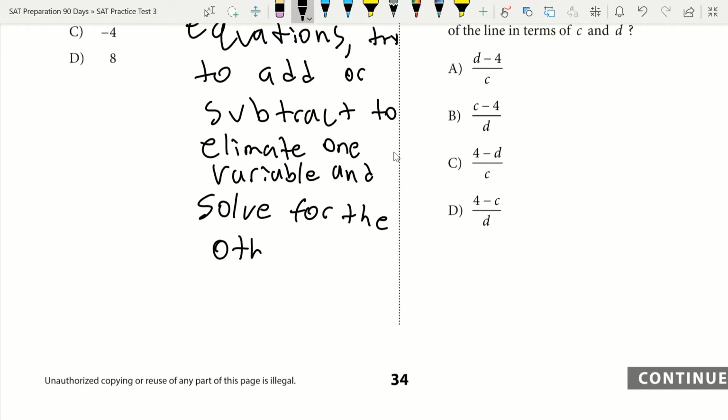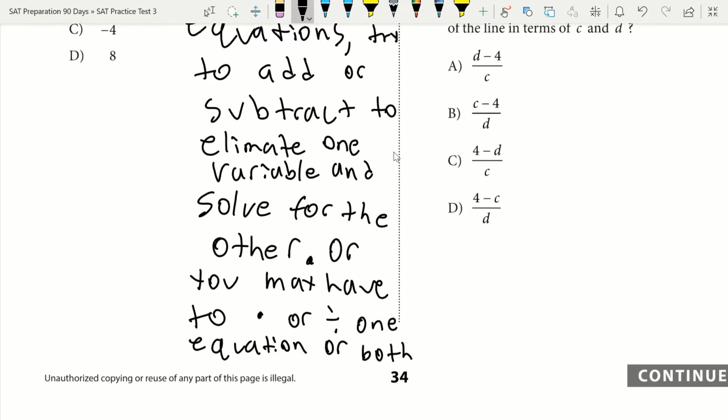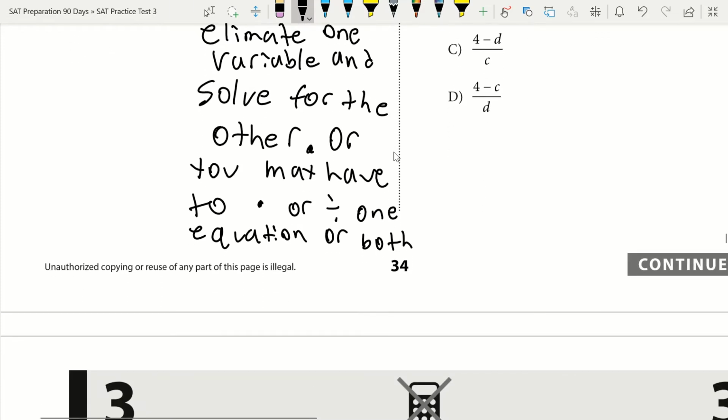Or you may have to multiply. You may have to multiply or divide one equation or both. Usually just one. It's very rare, I think, that I've ever seen you have to multiply and divide both of them to do this. But you can look to multiply or divide one equation or both, then add or subtract as well to get rid of one of the variables. And you'll see this in this problem.